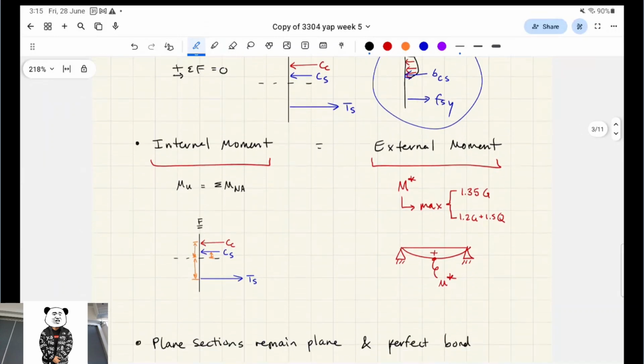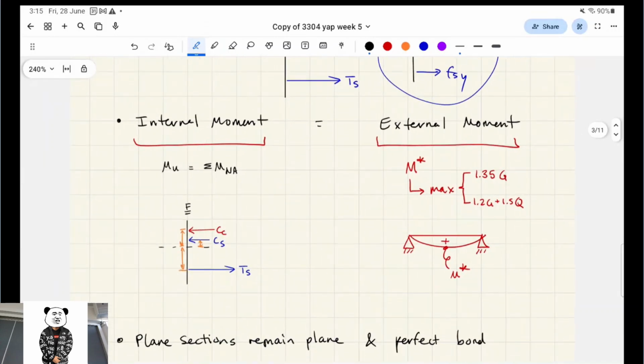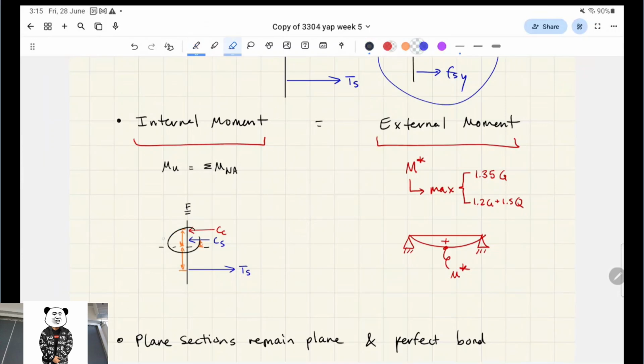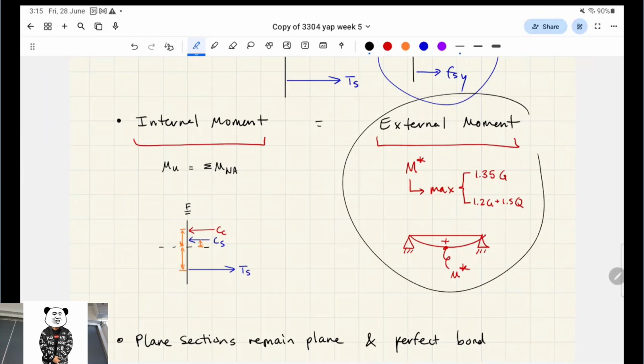The other one is the internal moment equaling the external moment. I guess this is kind of like Newton's third law with the free body diagram stuff. The internal moment is calculated using those forces I was talking about, multiplying them by the lever arm to find the resultant moment within the stress diagram. And the external moment is found through looking at 1300 concepts, the statics, what kind of loads are applied on the beam.